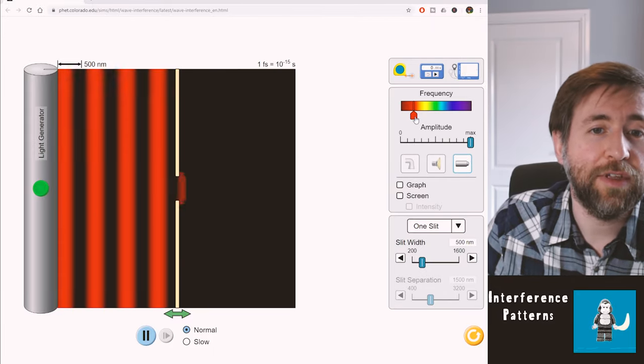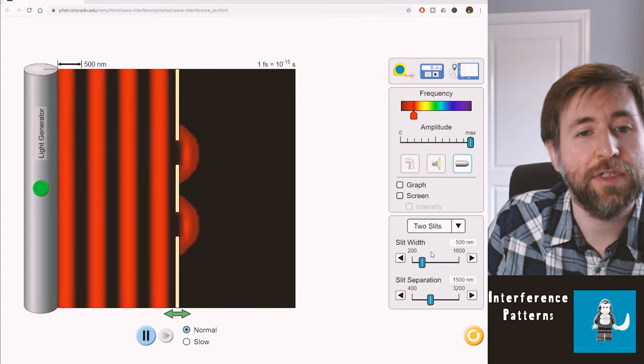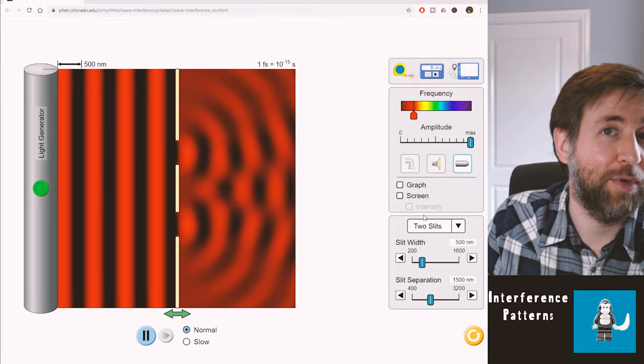You can change the wavelength of light. You can change the slit separation. And you can even do the two slit interference patterns, the classic Young experiment that will be part of your A-level.